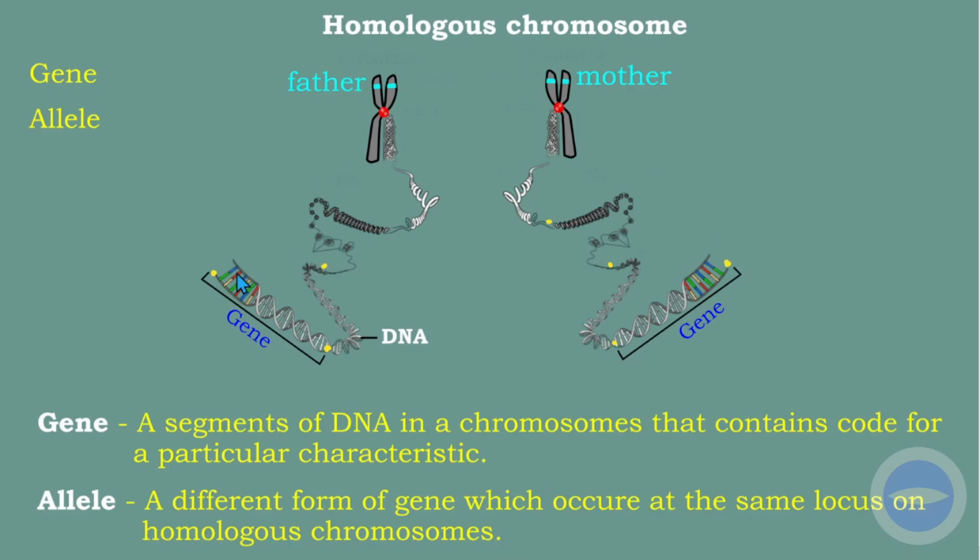They code for the same characteristic. So they might code for hair color. If this one has coded for blue hair color, this one will also code for a hair color. It might be red, it might be black, but the important thing is it will code for the same characteristic as this one. If it's for eye color, this one will also be for eye color. So we call this kind of gene alleles.